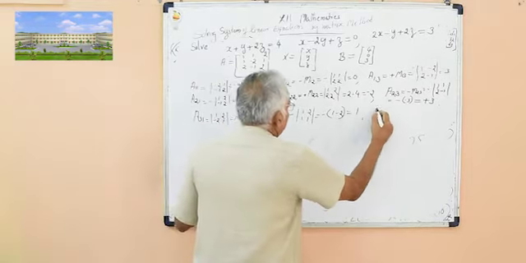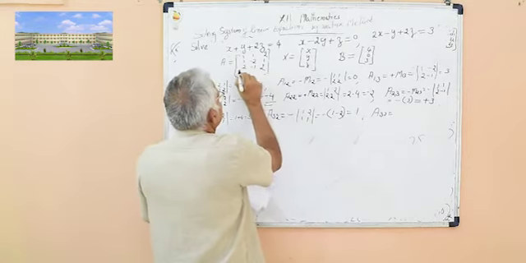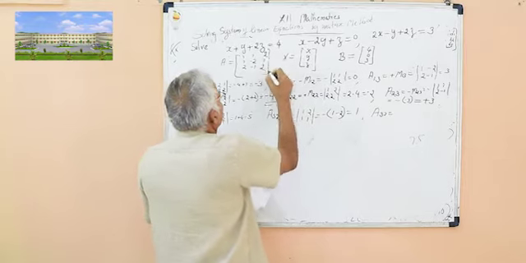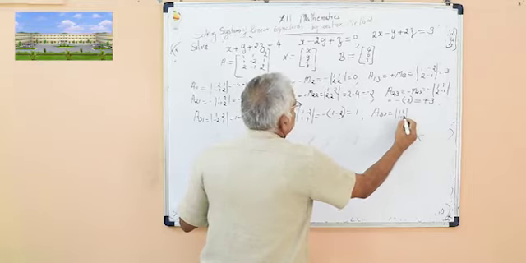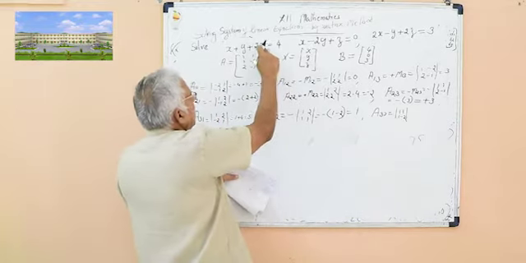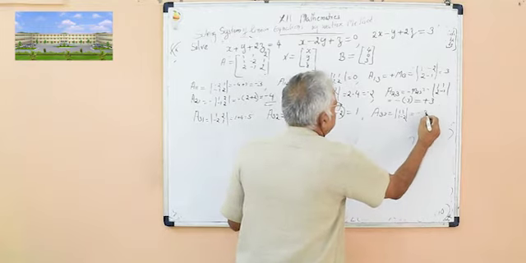Again, A33 is positive. Delete the third row and the third column. We get a positive minor, 1 1 1 minus 2. Third row, third column. Result is minus 2 minus 1, minus 3.